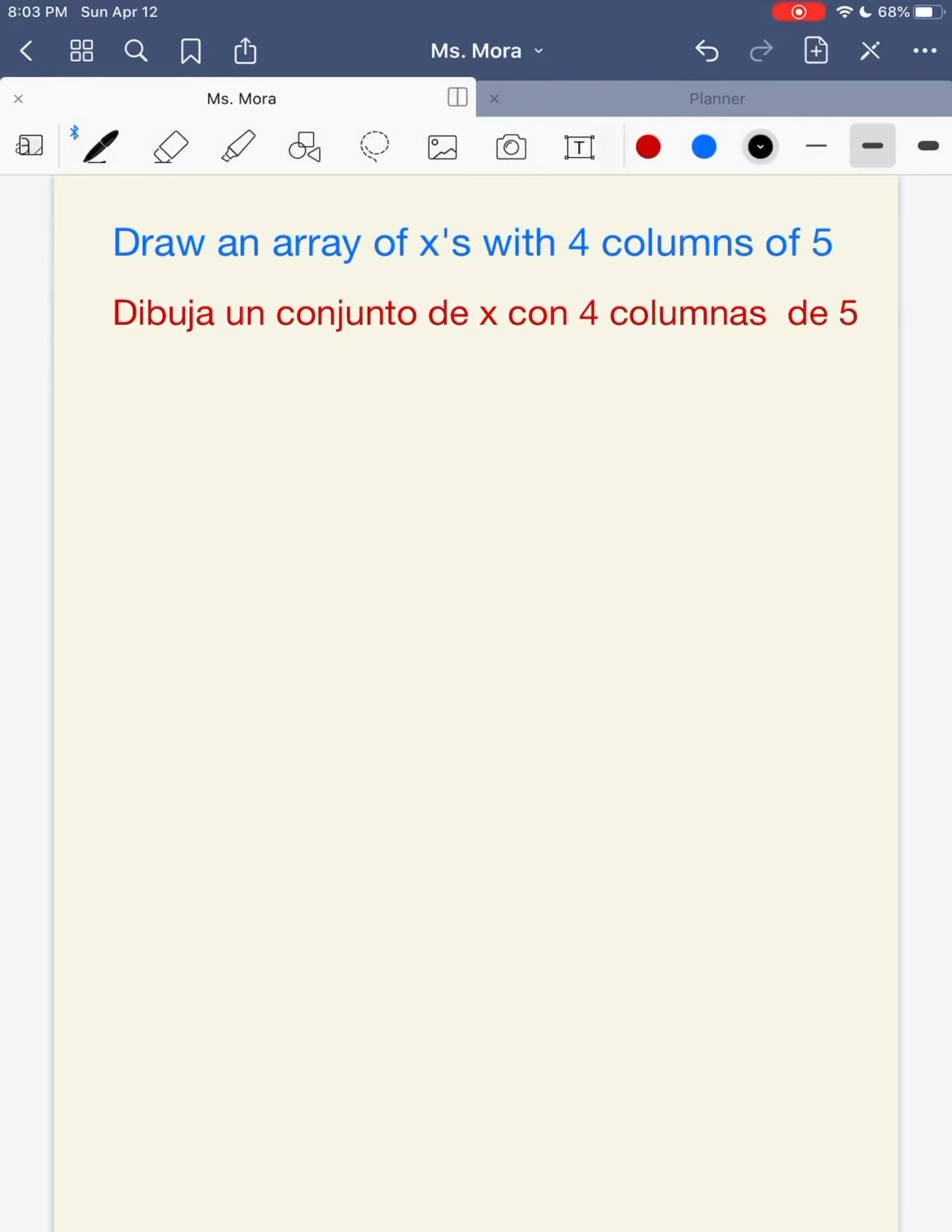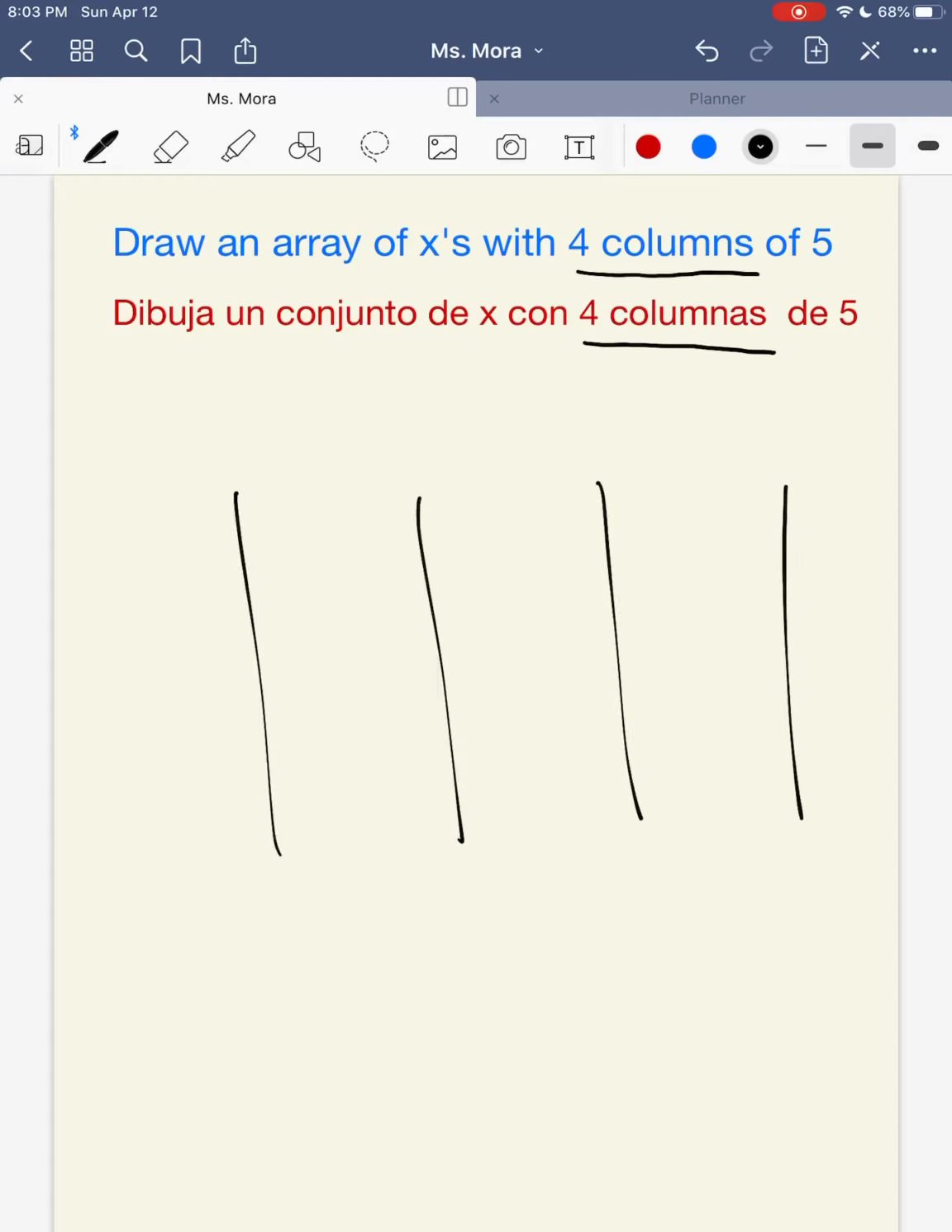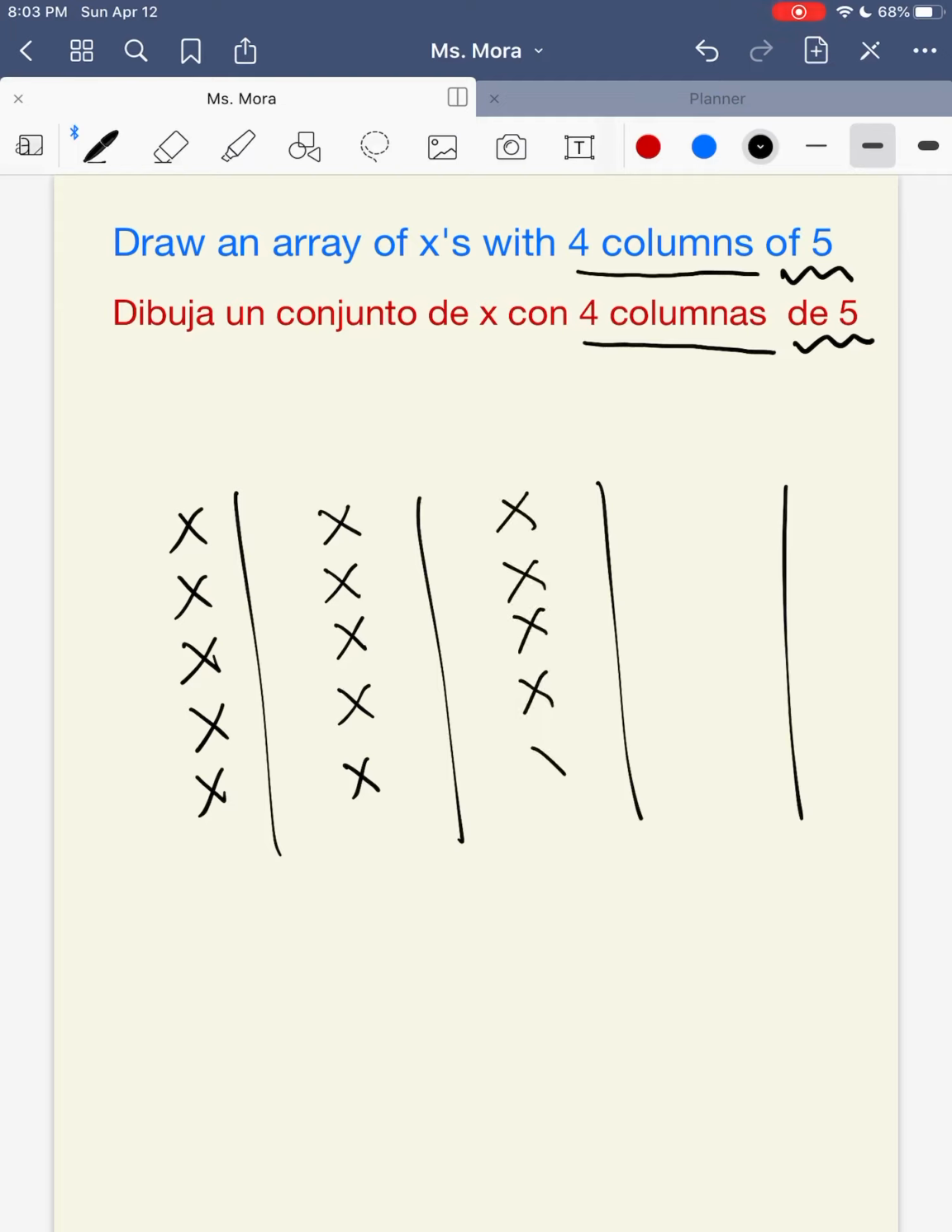Okay, so if you drew 4 columns first, tus 4 columnas, and remember, columns go up and down your page. I have 1, 2, 3, 4. Those are my 4 columns. And then it says 5 de 5, so I'm drawing 5 X's in each column. So I have 1, 2, 3, 4, 5. 1, 2, 3, 4, 5. 1, 2, 3, 4, 5. 1, 2, 3, 4, 5.